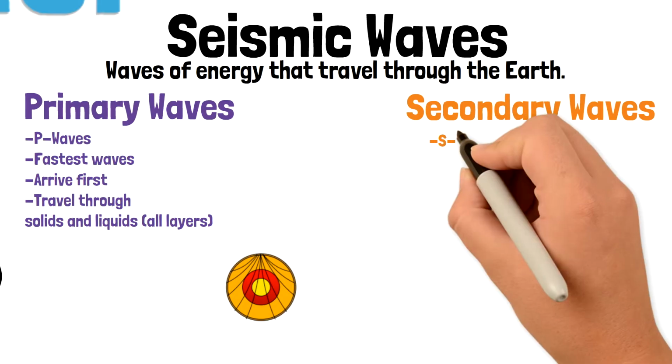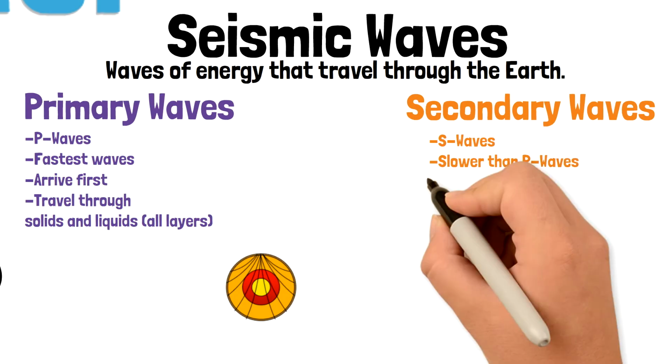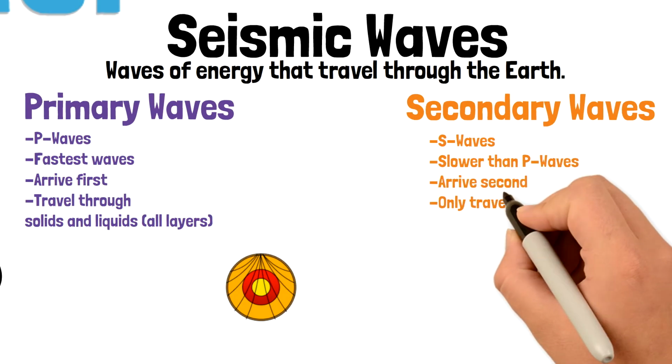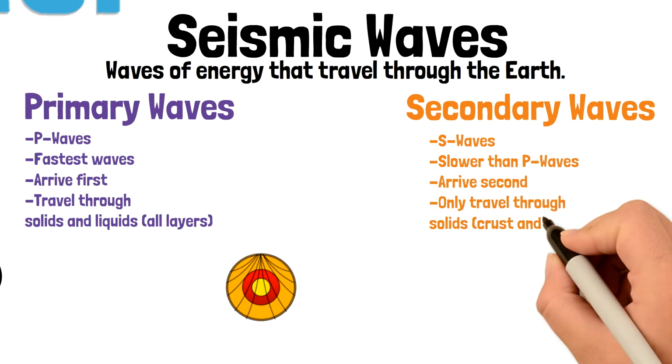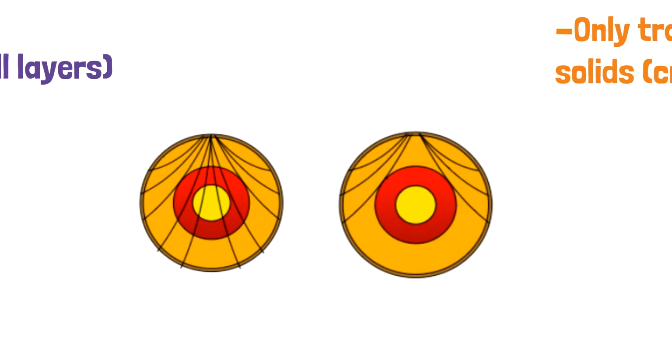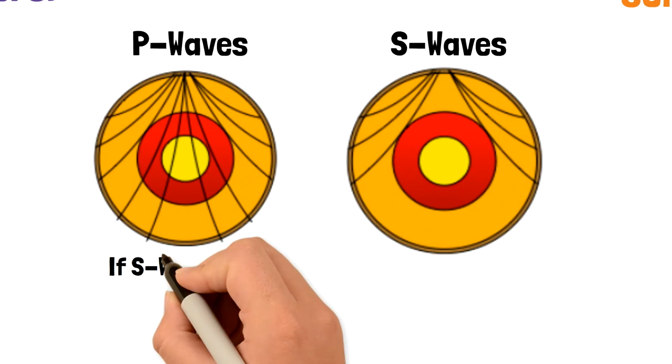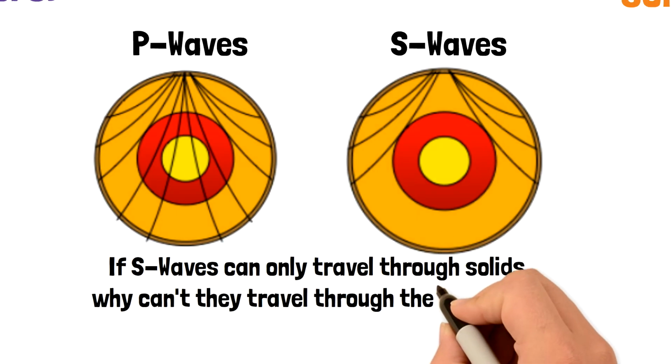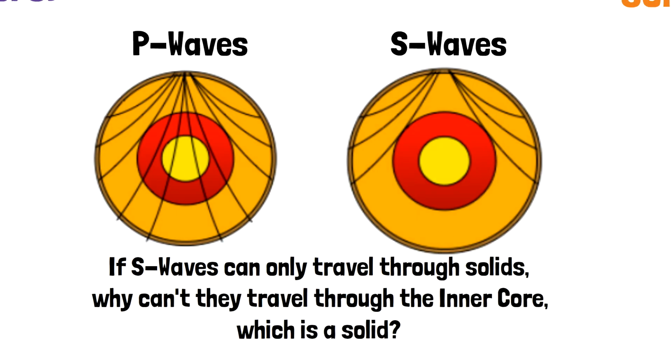Secondary waves, or S waves, are slower than P waves. They arrive second, and they can only travel through solids. Because they can only move through solids, S waves only travel through the crust and the mantle. If S waves can only travel through solids, why can't they travel through the inner core, which is a solid?